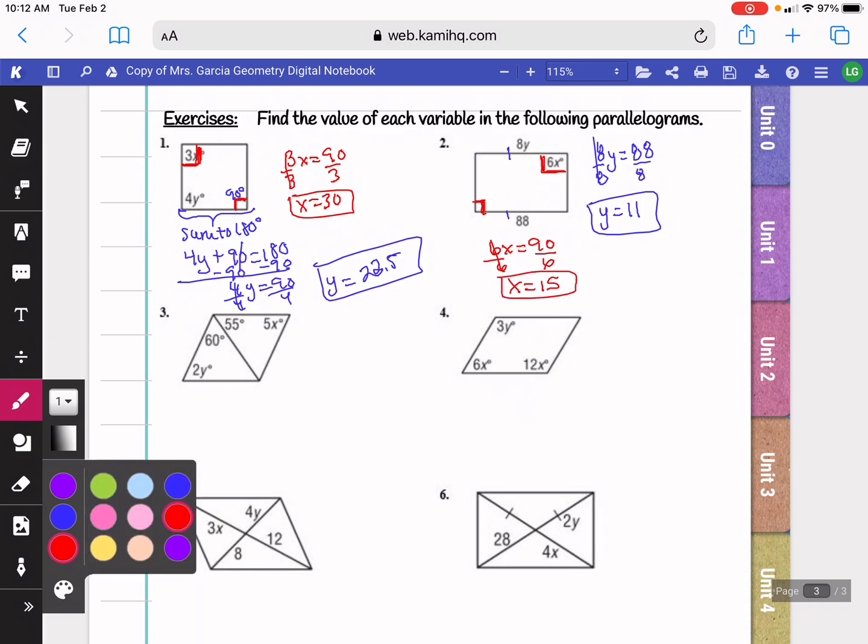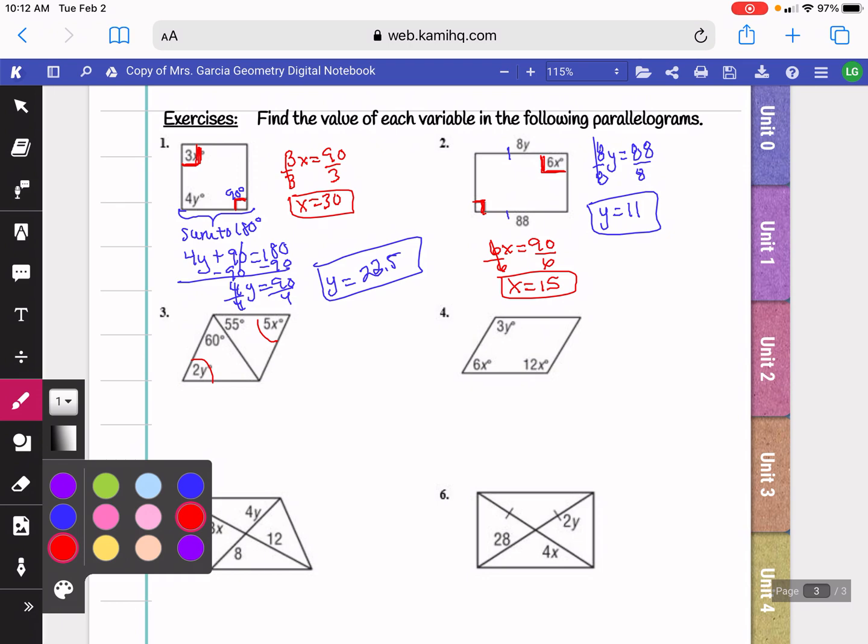We look at example 3. I'm going to begin with the angles I do know. So I know these two angles here are congruent. But if you look, one has an x, one has a y. So we really can't do anything with that right now.